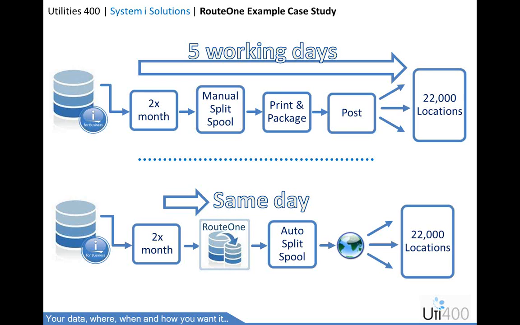Through the implementation of RouteOne, the expense, labour and time element were removed instantly. We picked up the reports from a spool file, automatically split the data, transformed it into formatted forms, which were distributed electronically to each and every location in PDF. A 5-day expensive and time-consuming manual task was transformed into an automated same-day process. Return on investment.